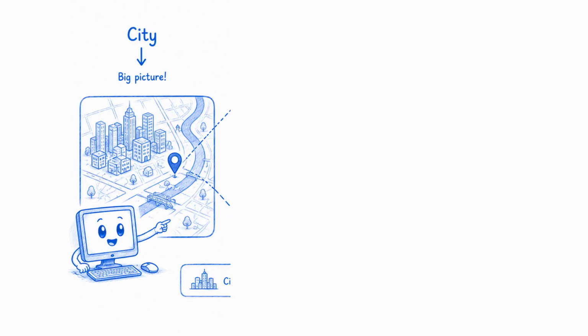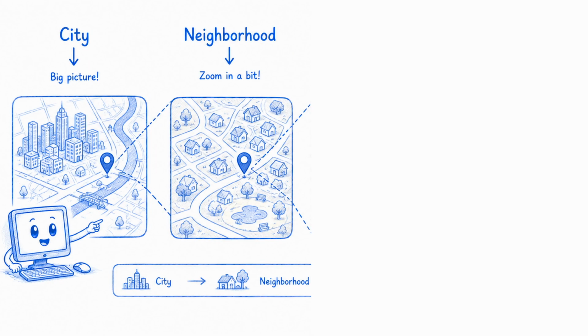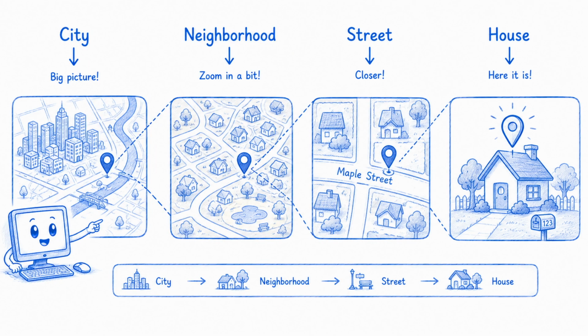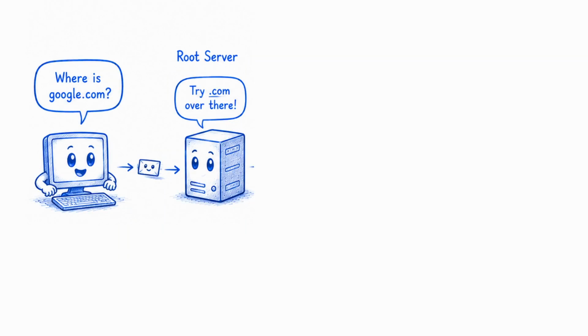Imagine you're looking for someone's house in another city. You ask a local person. They say, I'm not sure, but the city office should know. The city office points you to the right neighborhood. The neighborhood points you to the correct street. Eventually, someone gives you the exact address. DNS works almost exactly like that.